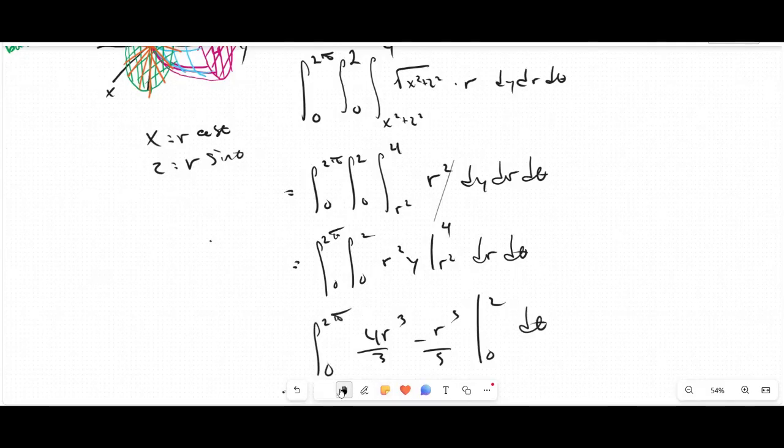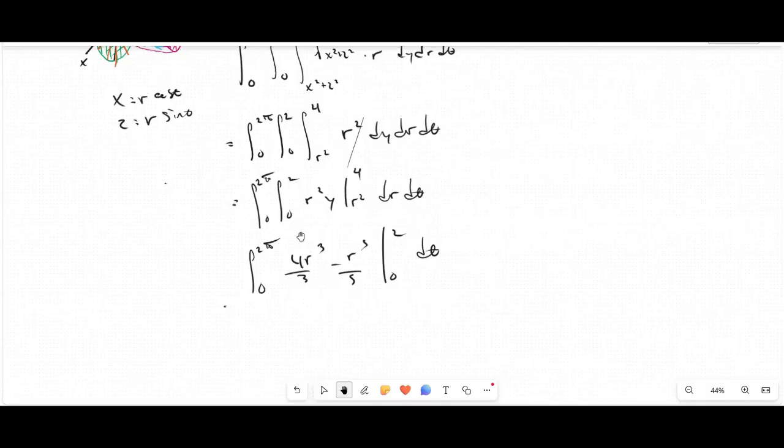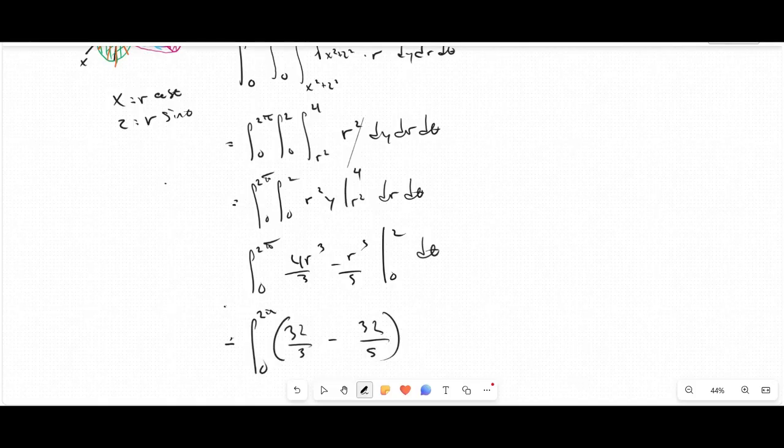Did I get that right? Let me make sure I get everything right. r squared y, so it's r squared times 4 minus r squared, so that's 4r cubed over 3 minus r to the 5th over 5. I believe that. Then I plug in 0, I get nothing. So we plug in 2, we get 2, 4, 8, 32, 32 over 3, minus r to the 5th over 5. r to the 5th is also 32. And then this is all integrated 0 to 2 pi d theta.